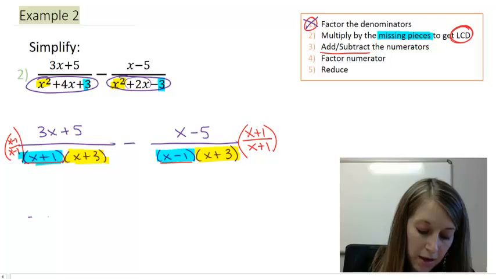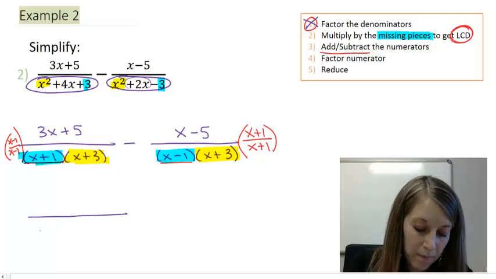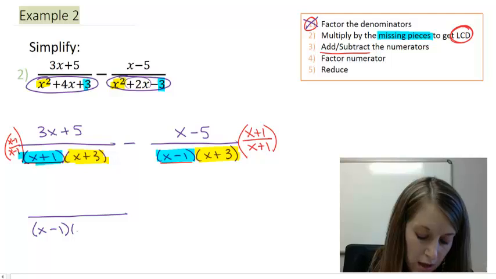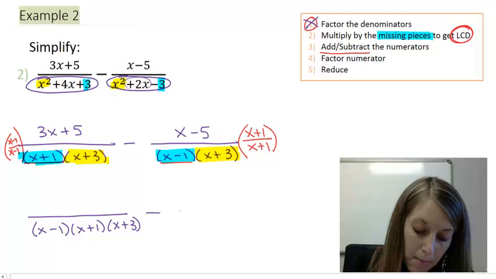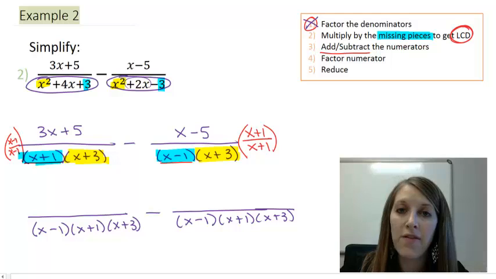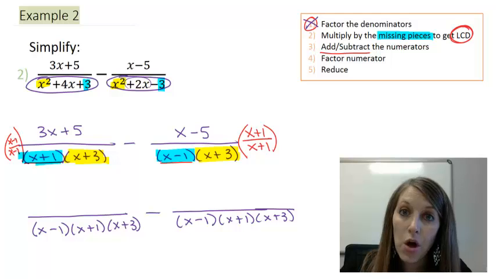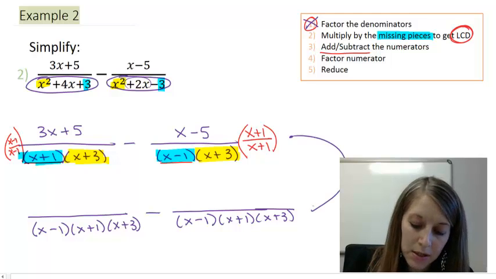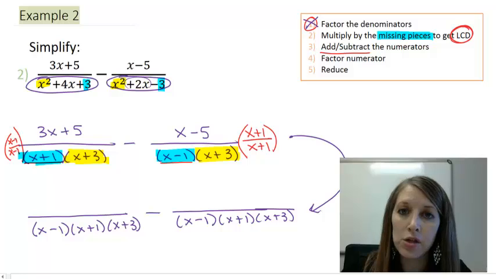So let's look at the denominators first, because that's still our focus at this time. I have an x minus 1, an x plus 1, and an x plus 3, minus an x minus 1, an x plus 1, and an x plus 3. Since all of my factors match exactly, that means I have a least common denominator. The only change I did from this step to this step in my denominators was rearrange the order, and I can do that because multiplication is associative and commutative.